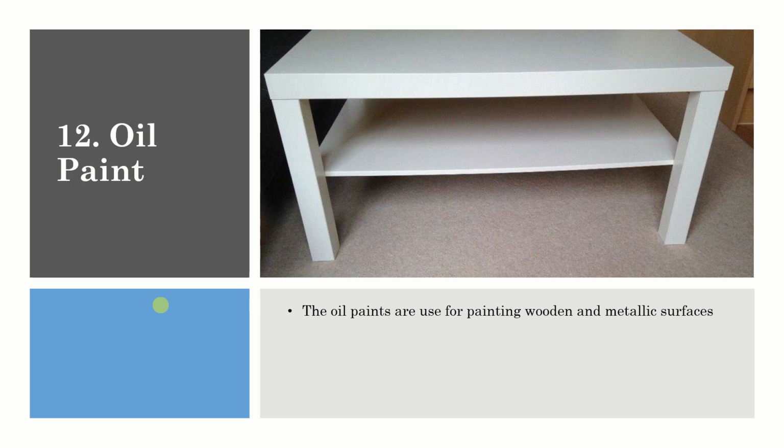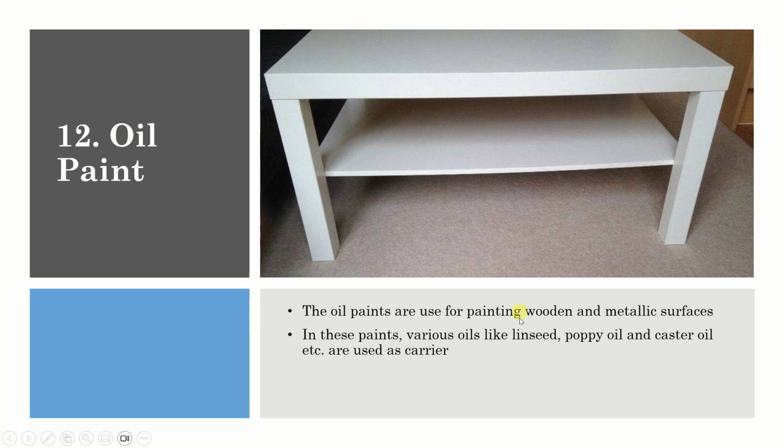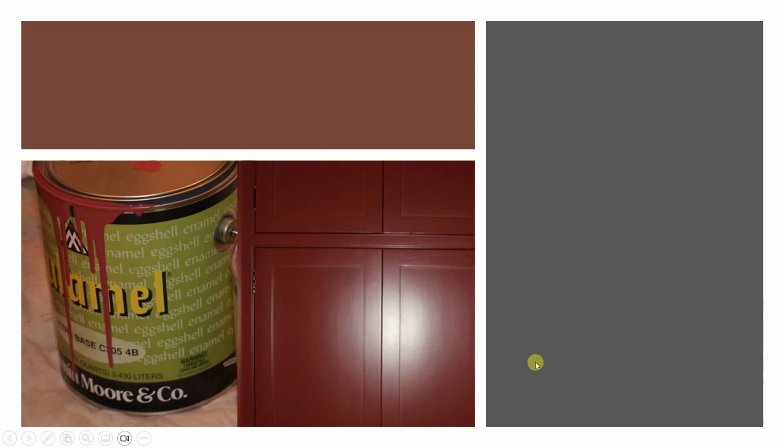If you see oil paint, it is generally used for wood and metallic surfaces. In these paints, various oils like linseed, poppy oil, castor oil, etc., are used as a carrier. These are used in finishing and protection of wood in buildings.